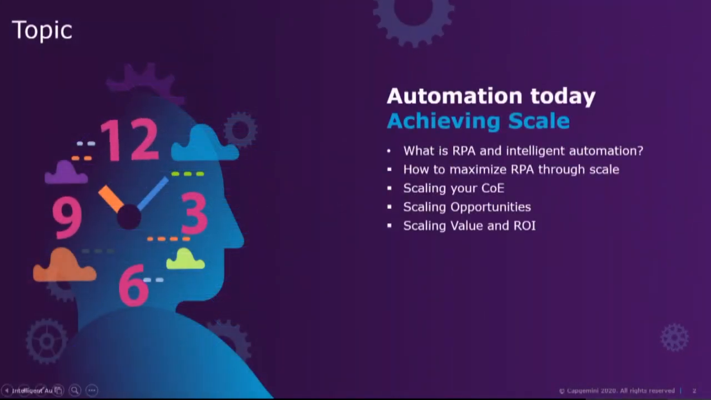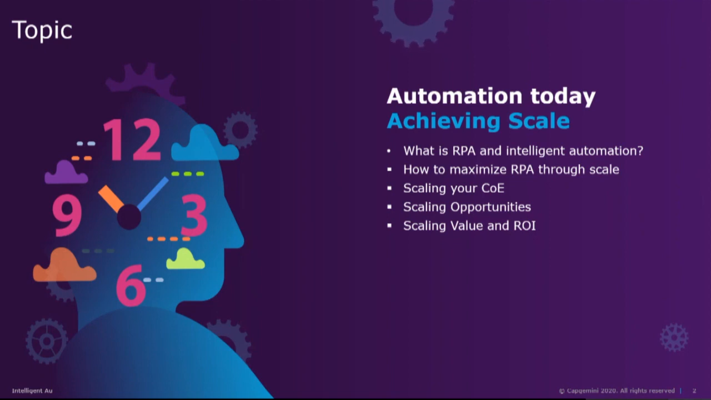In this webinar, we'll be talking about automation today and specifically what it takes to achieve scale in an automation and RPA program. The topics that we'll be covering are a look at what is RPA and intelligent automation, and specifically some of the thoughts that we need to apply to that for governance and scale. How to maximize your RPA through scale, looking at some of the details. Scaling your COE, making sure that we have good solid governance around our RPA program and what's important to look at as we try to build it up larger.